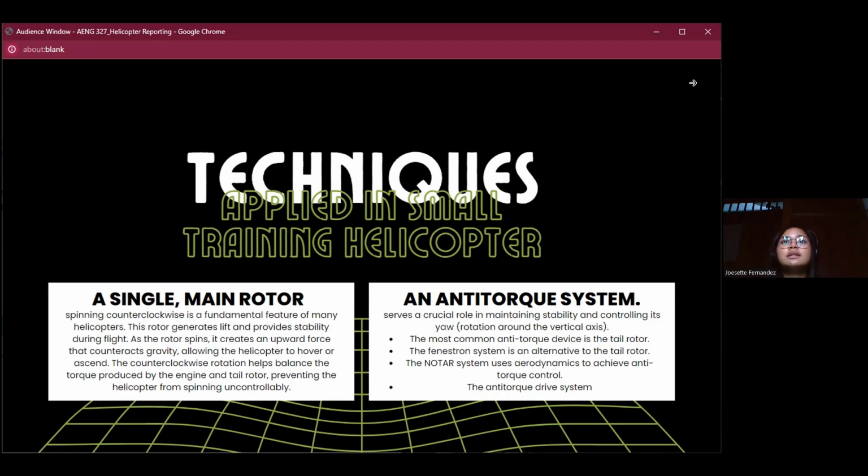Last one is the anti-torque drive system. An anti-torque drive system includes an anti-torque drive shaft and an anti-torque transmission mounted at the tail boom's end. The drive shaft may consist of one long shaft or a shorter shaft connected with flexible couplings. The tail rotor transmission provides right angle drive for the tail rotor and adjusts output for optimum rotor RPM.